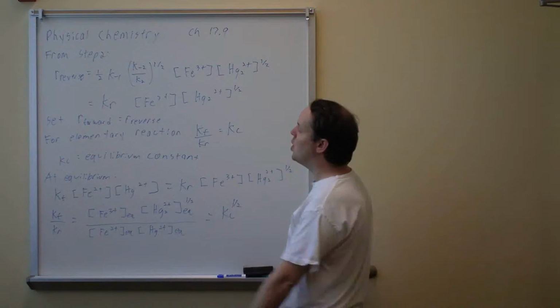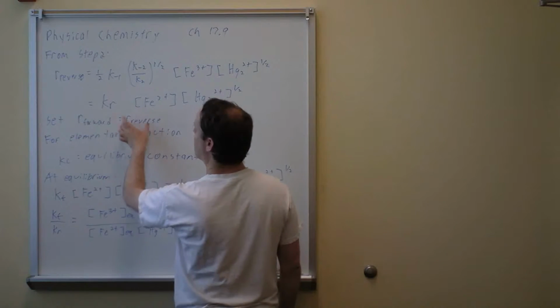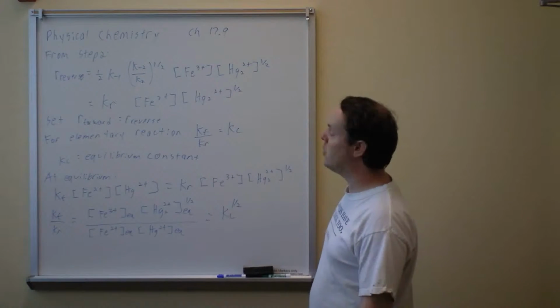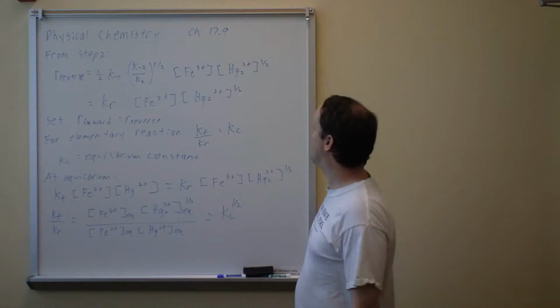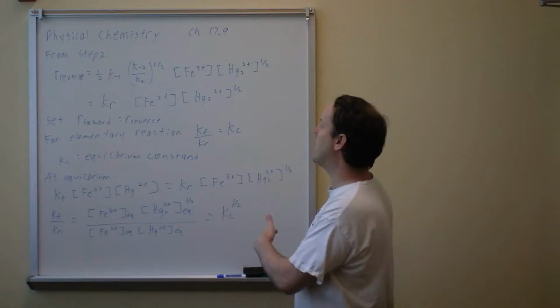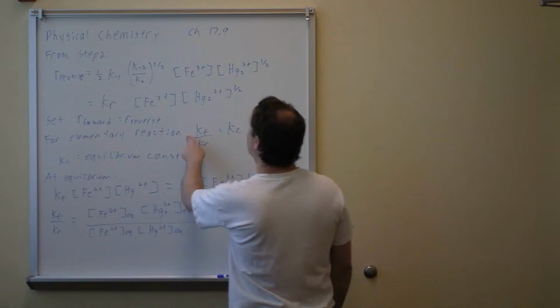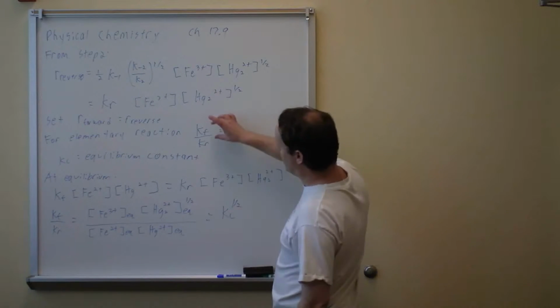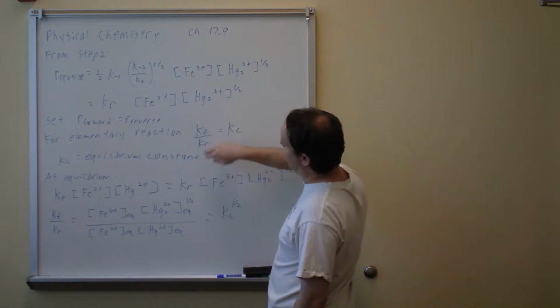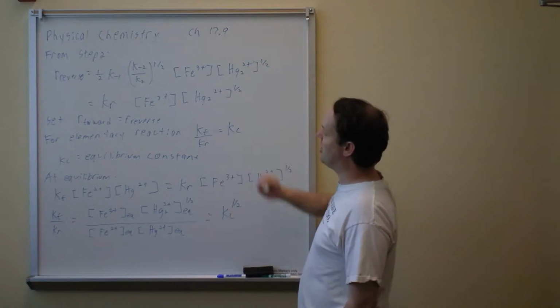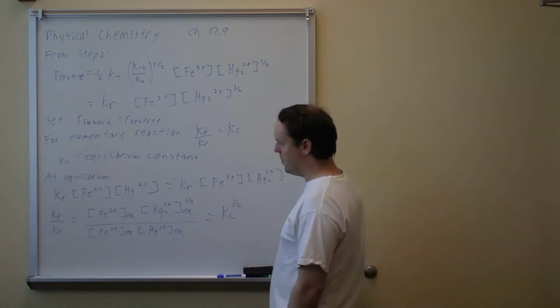Now for equilibrium, we know that the rate of the forward reaction is equal to the rate of the reverse reaction. That's basically the definition of equilibrium. The overall concentration isn't changing, so the forward reactions and reverse reactions all balance out. We also know for an elementary reaction that the rate constant of the forward reaction divided by the rate constant of the reverse reaction is equal to the equilibrium constant. I think I mentioned that a couple slides ago too.